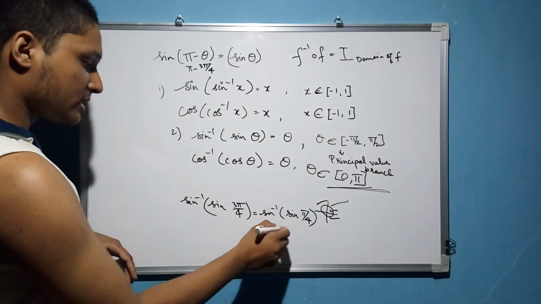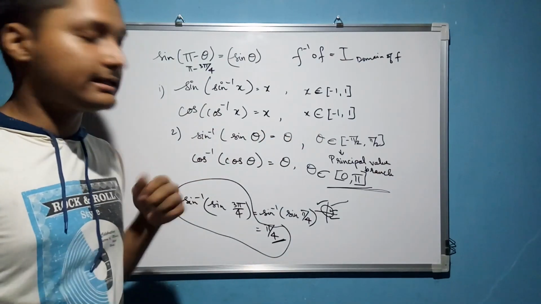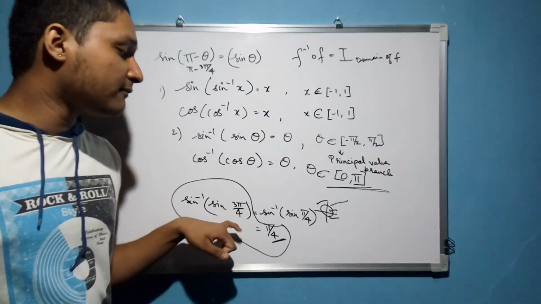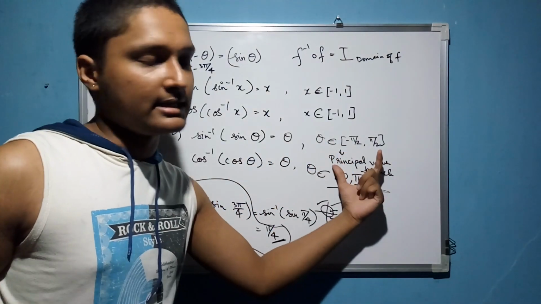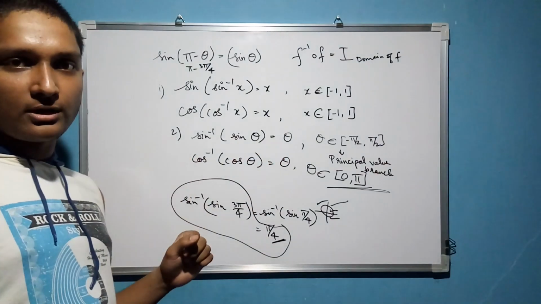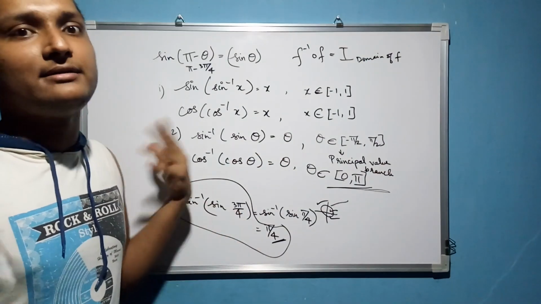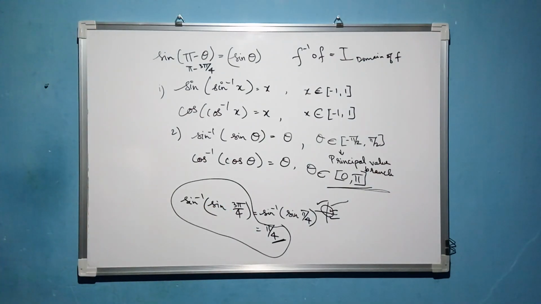So just by seeing this, you can make out that it cannot be always equal to theta. It can be equal to different cases based on the value of this. Because when theta is belonging to only this range, only then you will get direct theta itself. If it is not belonging to that range, you are going to get an entirely different value in that case. Okay, that's it. Now we are going to the properties of inverse trigonometric functions.